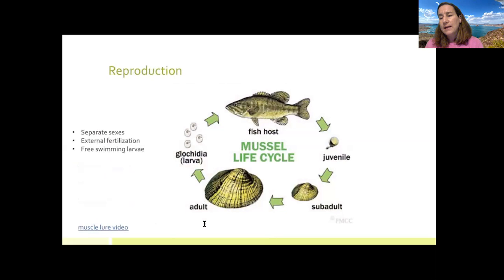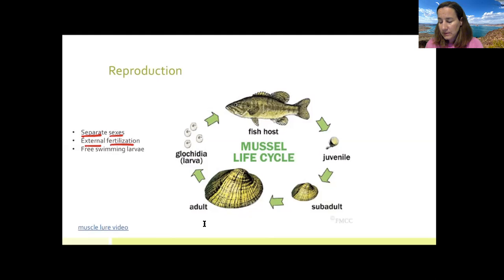Reproduction. A lot of the ones that we've talked about, we've said were monoecious. They had male and female parts. These are going to be different. They have separate sexes, just like you and me. They are going to have external, not like you and me, because we have internal fertilization, but these guys have external fertilization. So eggs are laid and they are fertilized outside of the organism. That's external fertilization. And when those eggs get fertilized, they will develop into a larva.